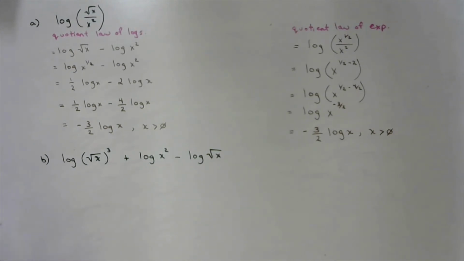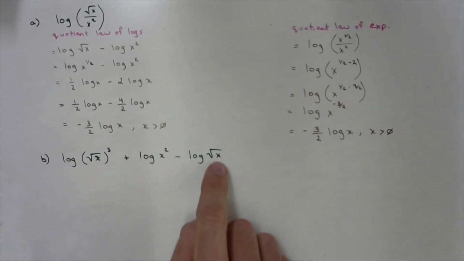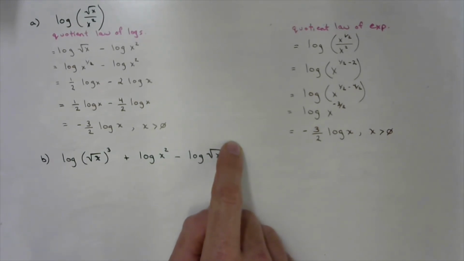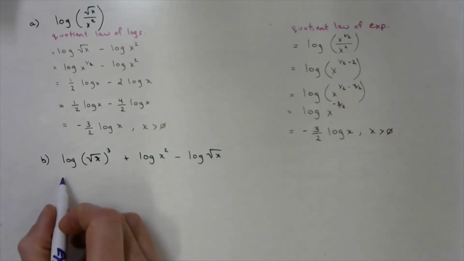Now again, there's more than one way to do this. What we're going to do is express all of these. This is x to the power of something, x to the power of something, x to the power of something. Okay, and then we'll use the product and quotient law of logarithms. So first step is to rewrite this using exponents.